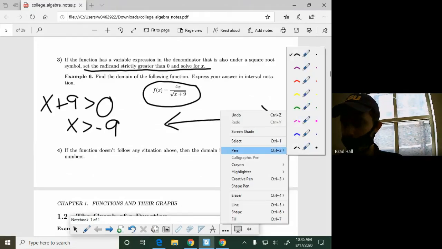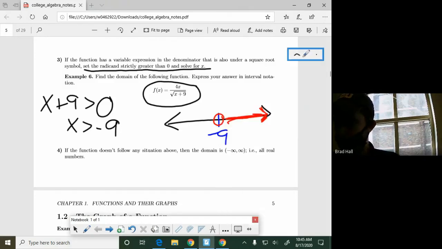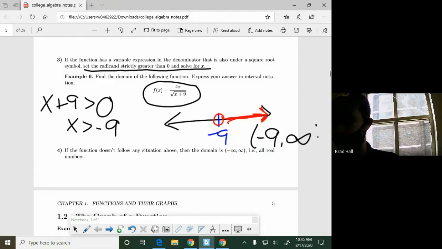From here, the significant number is -9. We're going to put an open circle at -9 because -9 is not included. There's no equal to. And we shade to the right because x is greater than. And the answer is -9, comma, infinity, with the parenthesis on the -9.